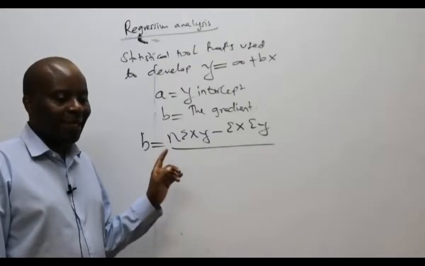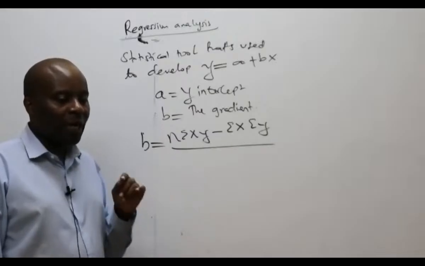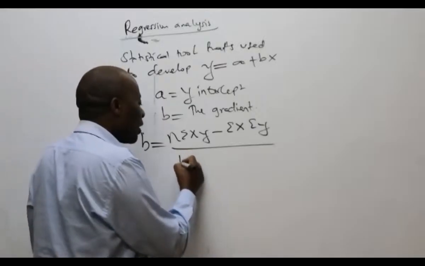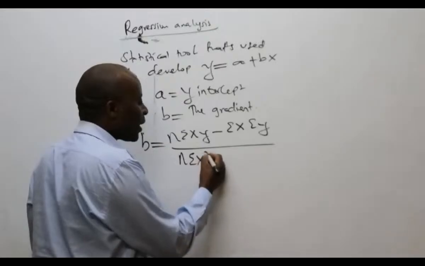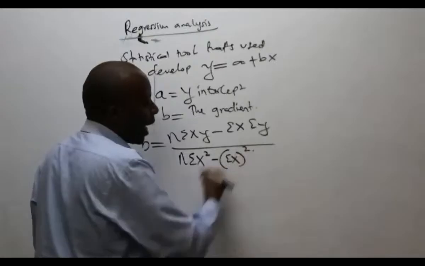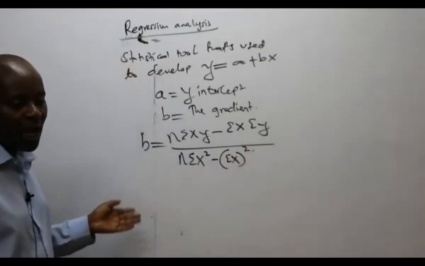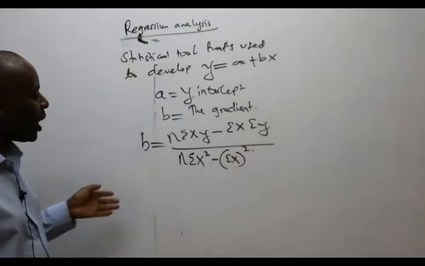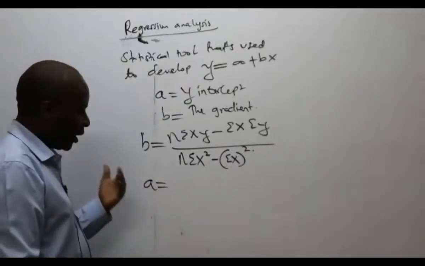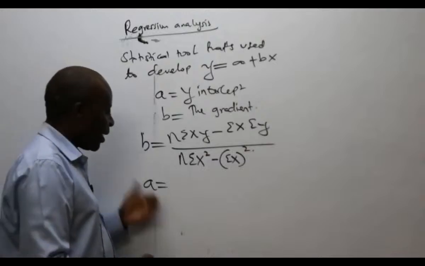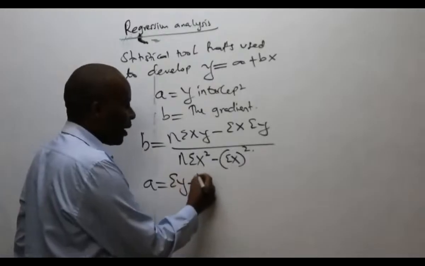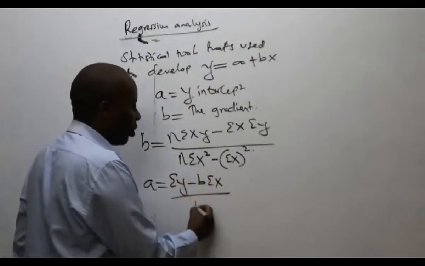How about the denominator? You can see what Bwana Amaya is saying. Amaya says that to get the denominator here, we shall be taking n summations of x squared minus, in brackets, summation of x, the whole squared. So this is very important for us. To help you very quickly, to get a, which is the intercept, we normally take summation of y minus b summation of x, all over n.